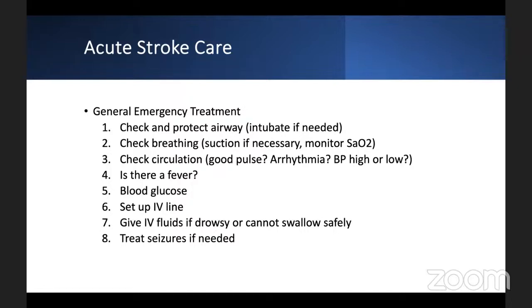And also, of course, assess if there are seizures. If there are seizures, you manage. So these are general principles. These are principles that we can follow everywhere, whether you're in a primary care setting, secondary care setting, or tertiary care setting. These are the fundamentals.